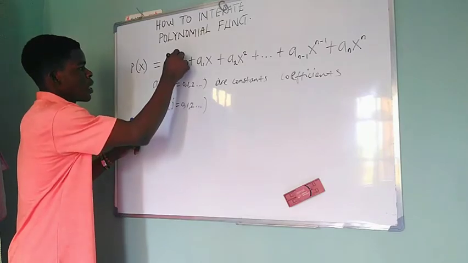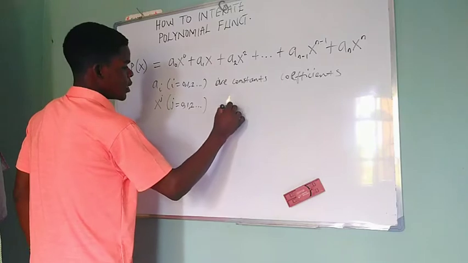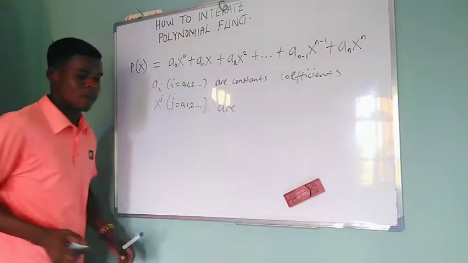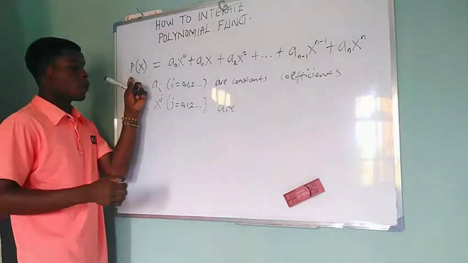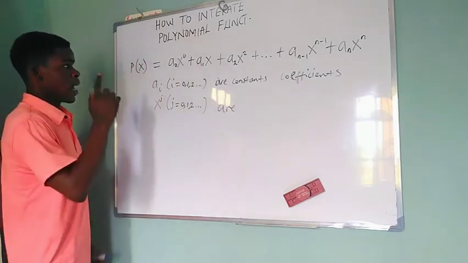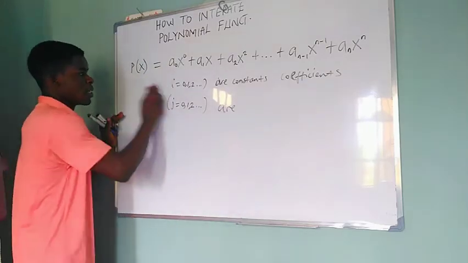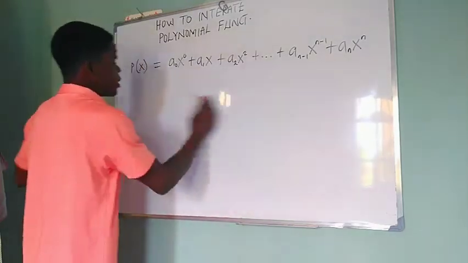I can put here x to the power 0. It's just like that, all right? They are the independent variables, the polynomial function in terms of x. Very nice. And our concern is to integrate the polynomial function. So just know that this is a constant and these are variables. Okay, let's go ahead and integrate that.